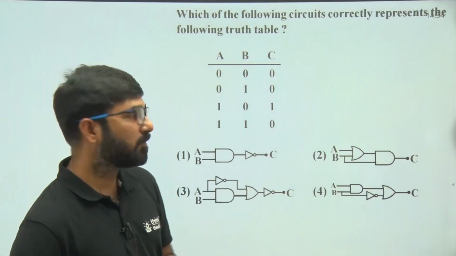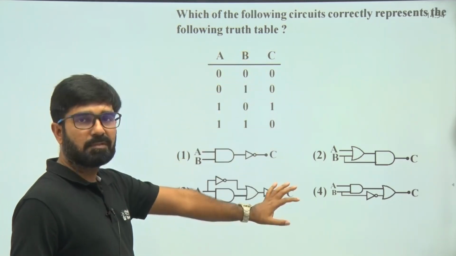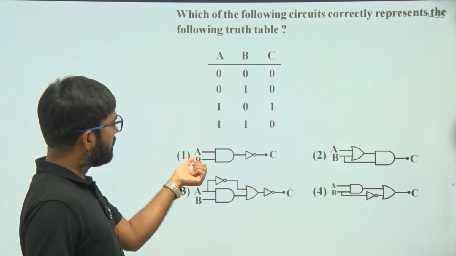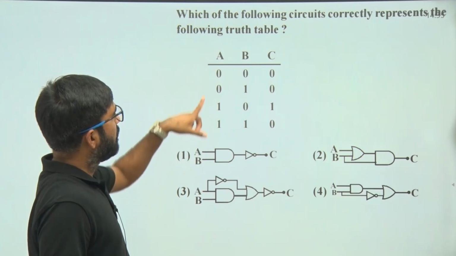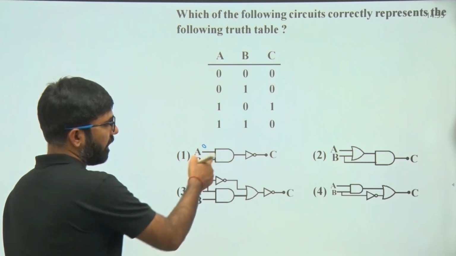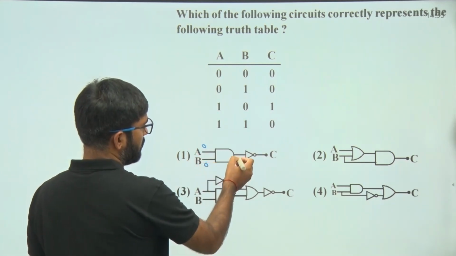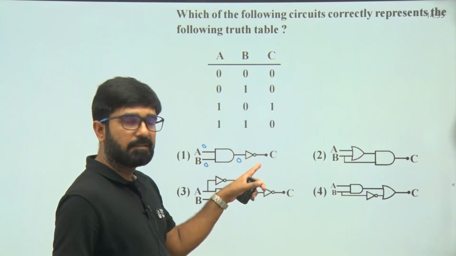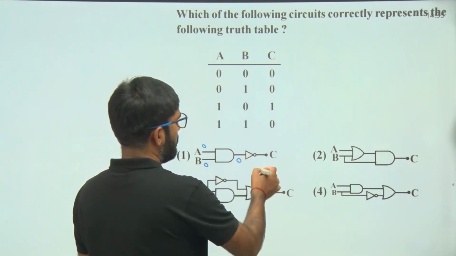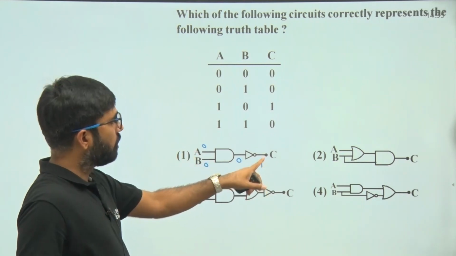My dear students, this question is based on logic gates. A and B are inputs, C is output. We just have to check the options, okay? In the first option, if A is 0 and B is 0, this is an AND gate, and the output of the AND gate is 0 into 0, which is 0. This 0 is the input for the NOT gate, so the output of the NOT gate will be its inverse, that means 1. If A and B both are 0, then the output should be 1.